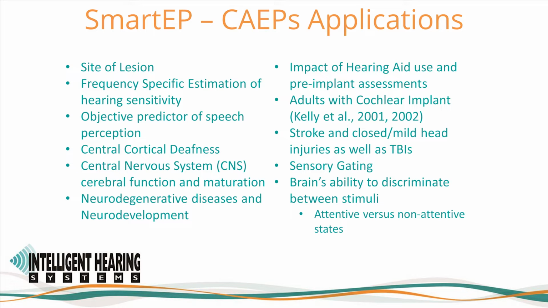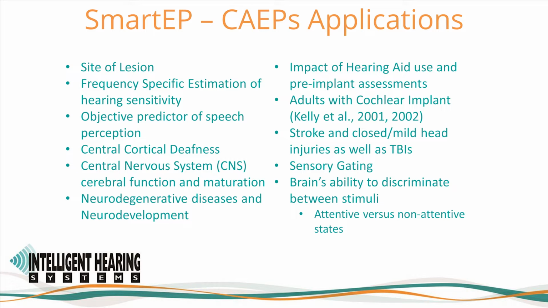The MLR has generators around the inferior colliculus through the cortex. The CAEPs, as the name implies, is affected by cortical and subcortical areas rostral to the brainstem, with contributions from auditory and frontal cortex, and affected by the reticular activating system.